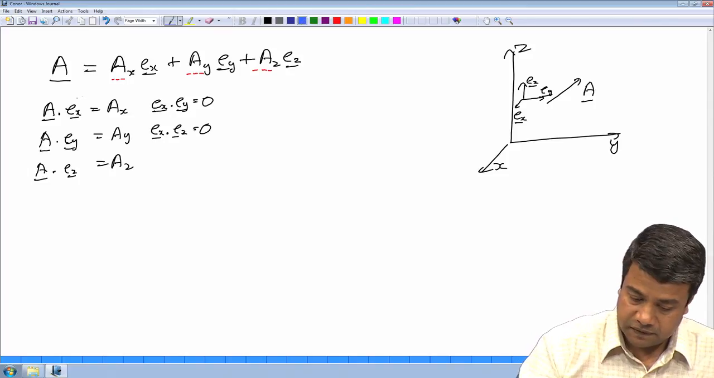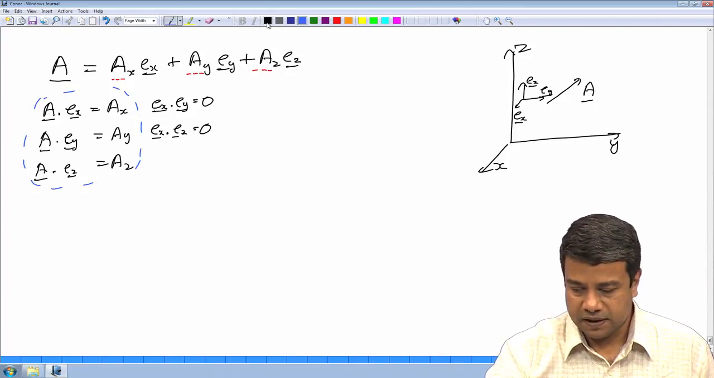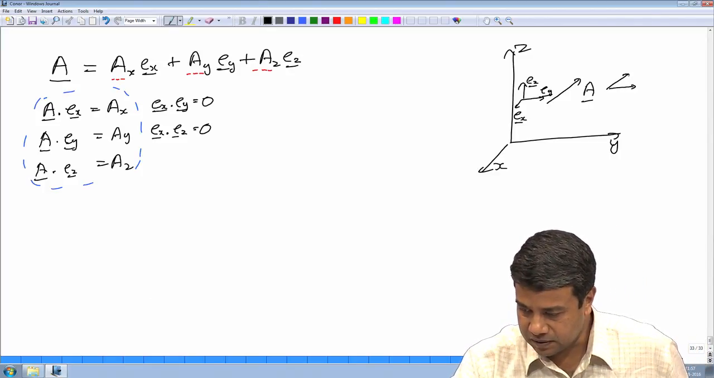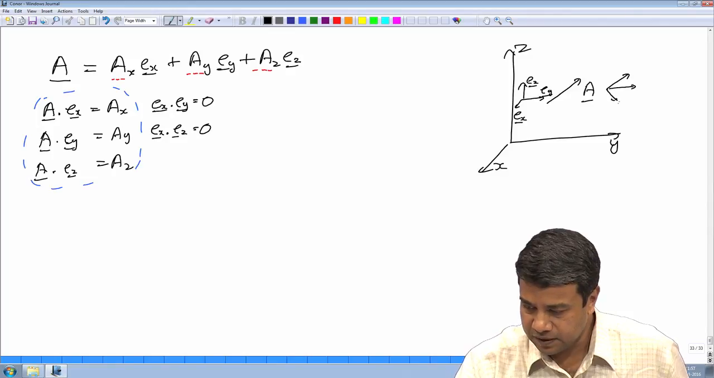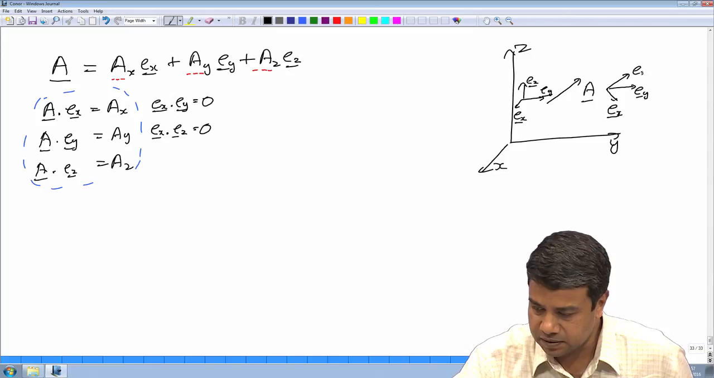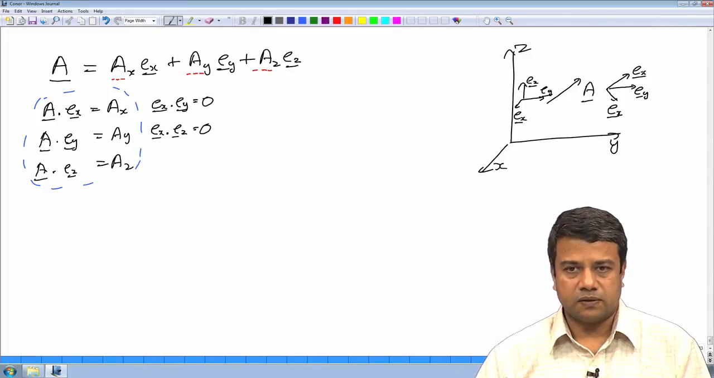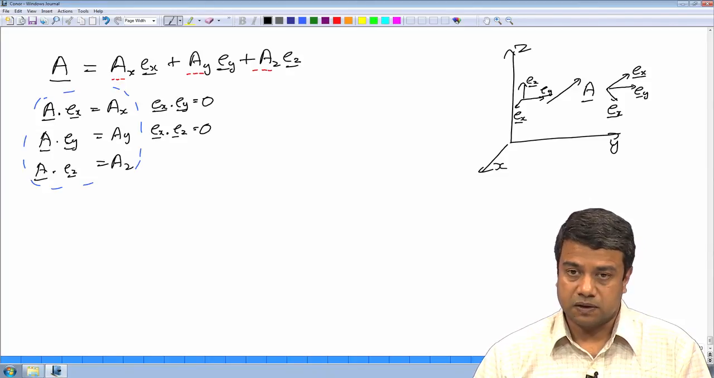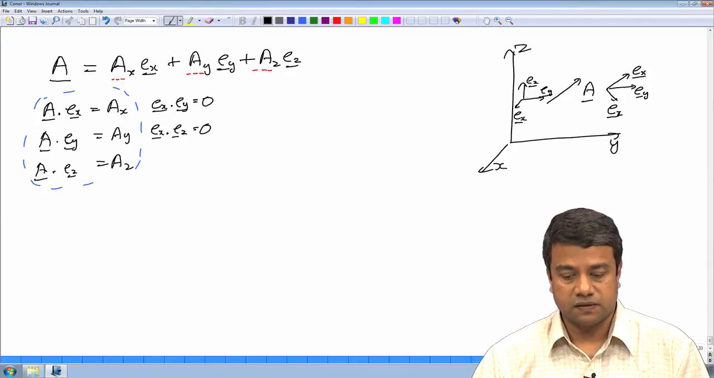I could not have derived this if I had used a coordinate system in which the vectors were not orthogonal to each other. If I had used a coordinate system in which they were not perpendicular to each other, I could not have got this. So, that is the importance of orthogonality relations in vectors.